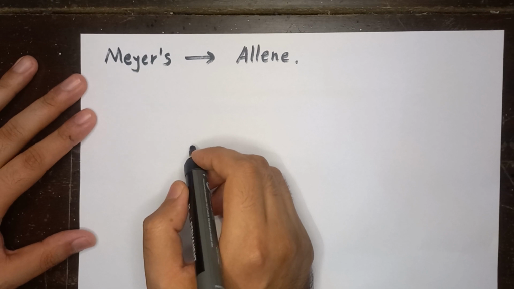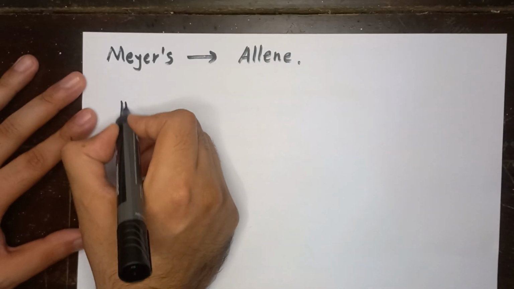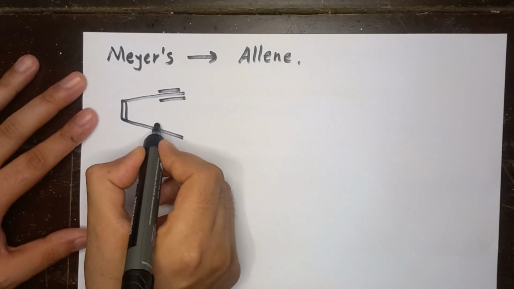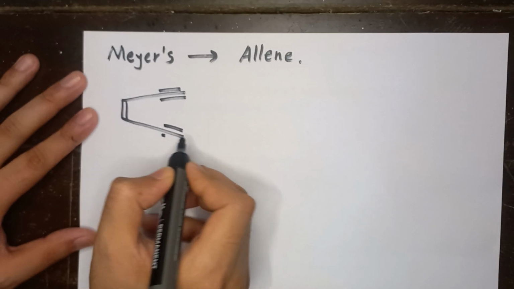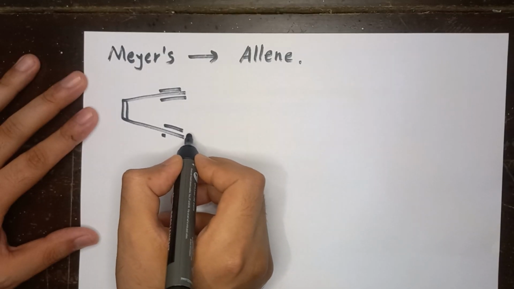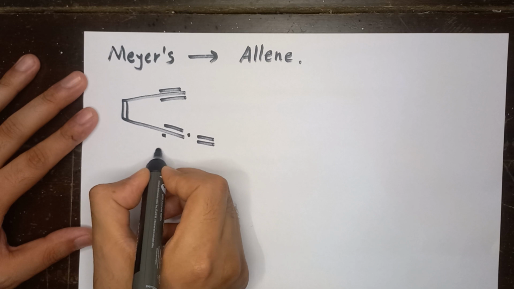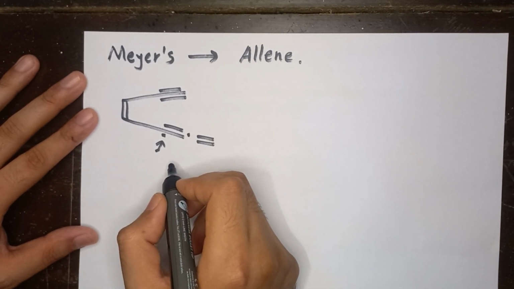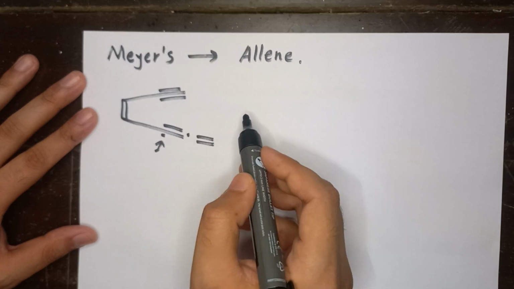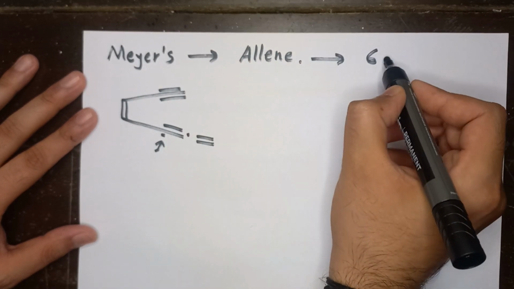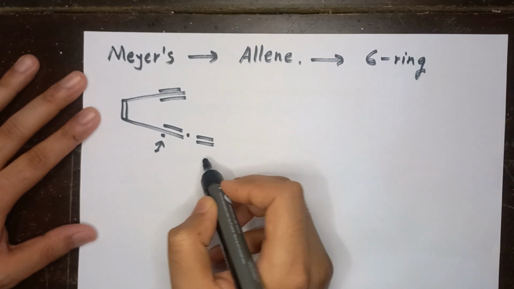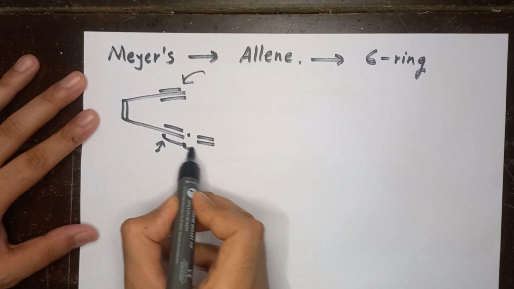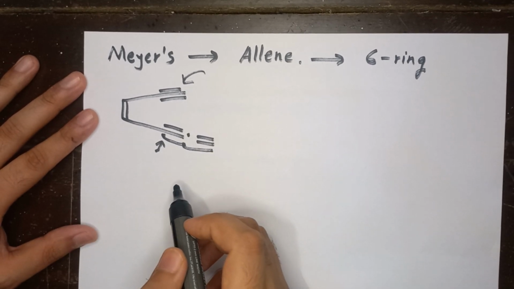So let me draw the starting material. We have a triple bond here. Ignore this, okay? This is not a radical. I just, by mistake, I drew it. So we are still going to form a 6-membered ring in Myers cyclization. So we have an alkyne here and we have an allene part here.